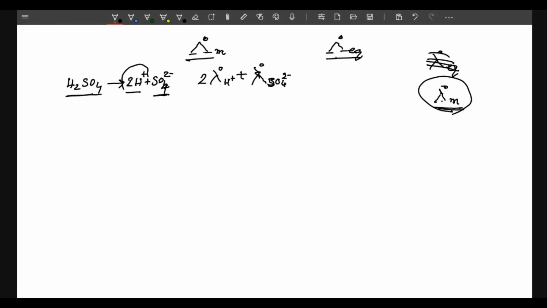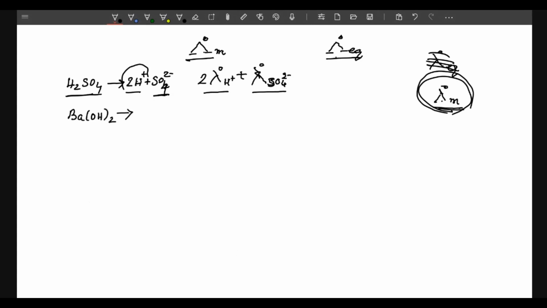This is equal to 2 into the molar conductance of H plus ion, plus 1 into the molar conductance of the sulfate ion. It will be equivalent to the total molar conductance of the sulfuric acid molecule. Therefore, if the molar ionic conductance is given and you are asked to calculate the molar conductance of the electrolyte, it is very, very easy. And now you are going to work out this one, barium hydroxide.